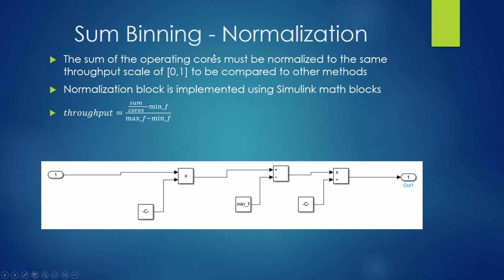And so the normalization of the sum binning method is essentially just an average, actually. So this is how it's implemented in MATLAB, just using some of the math blocks. But the output of this then is also a throughput score on a scale of 0 to 1. So it's essentially just the sum of all the maximum operating frequencies normalized to that scale, and that's the actual math being performed here.